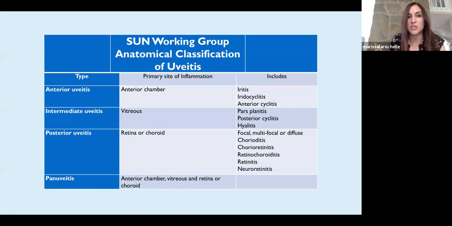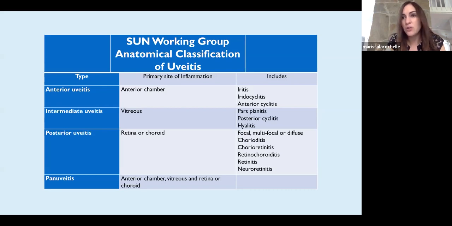So as you can see from this chart, anterior uveitis is when the predominant site of inflammation is in the anterior chamber. That's the space between the iris and the cornea. And this includes entities like iritis, iridocyclitis, whereas intermediate uveitis is when most of the inflammation is in the vitreous chamber, including pars planitis when intermediate uveitis is idiopathic. And then posterior uveitis requires an inflammatory lesion in the retina or the choroid. Things like multifocal choroiditis, birdshot would fit into this category.